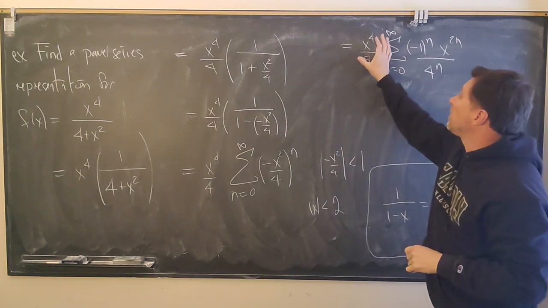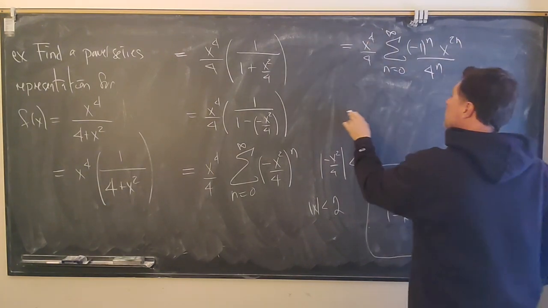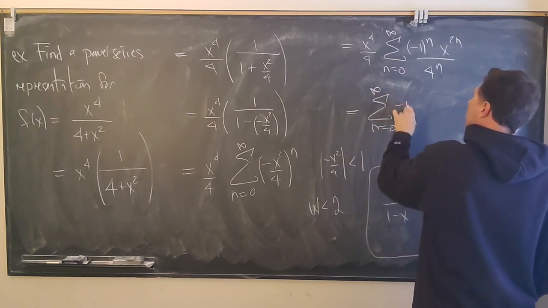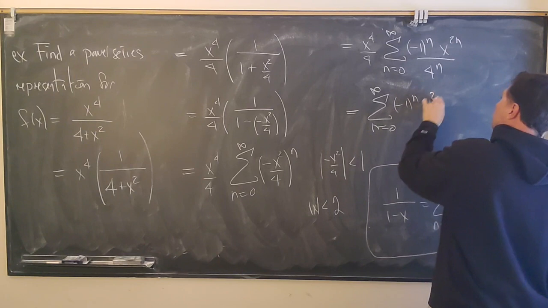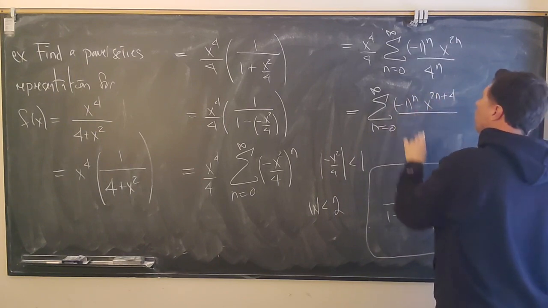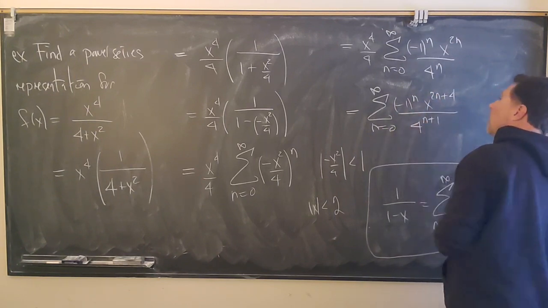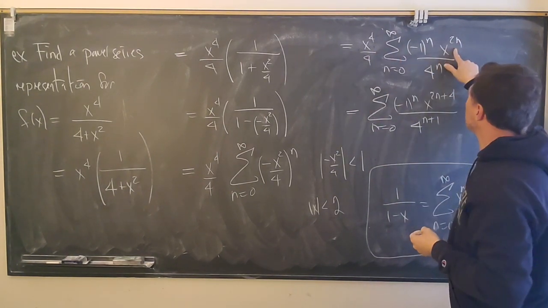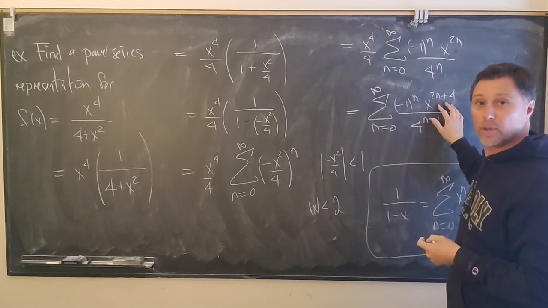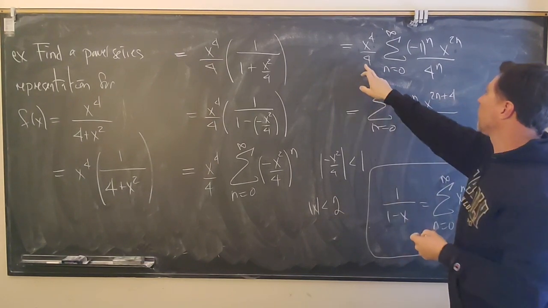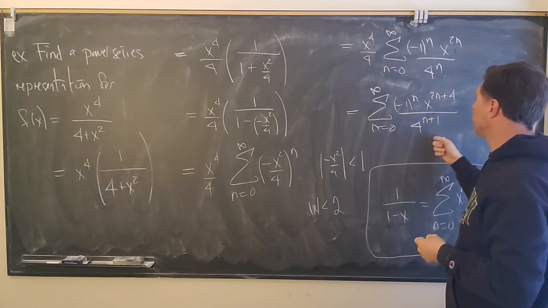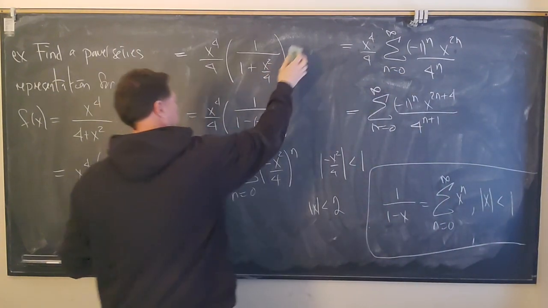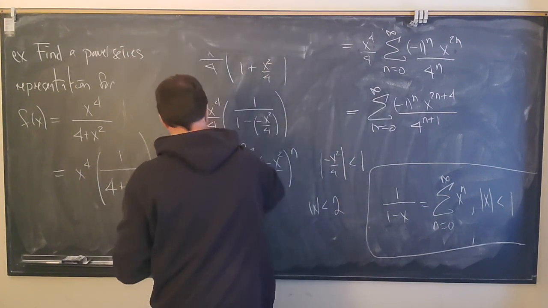Now I want to bring this stuff back inside. So this is equal to the sum from n equals 0 to infinity of minus 1 to the n, x to the 2n plus 4 over 4 to the n plus 1. Remember, when you multiply, you add the exponents. So x to the 4th times x to the 2n gives me an x to the 2n plus 4. And in the denominator, the 4 times the 4 to the n gives me the 4 to the n plus 1. So let me now collect everything that we have and put the final answer right here.